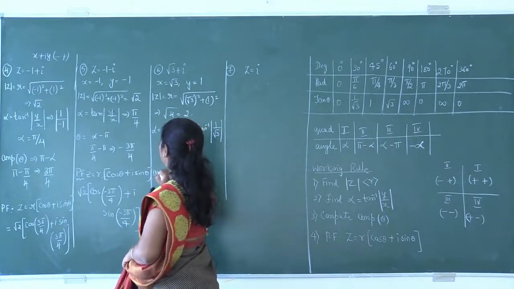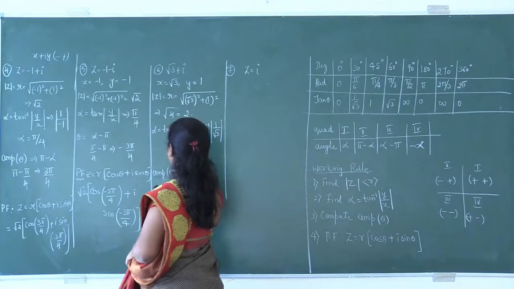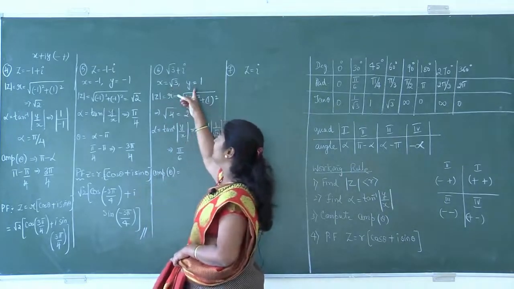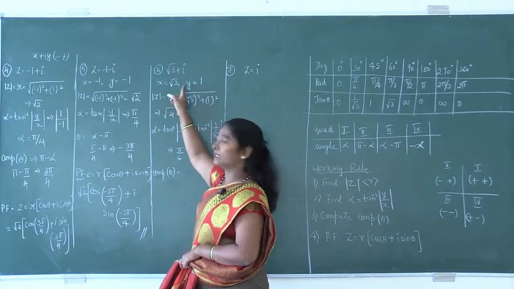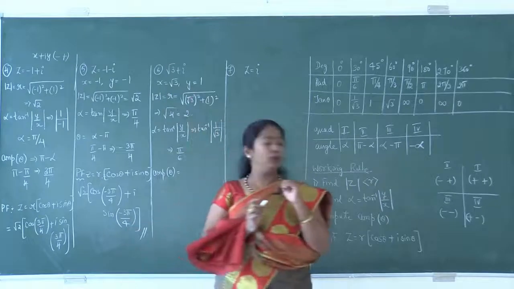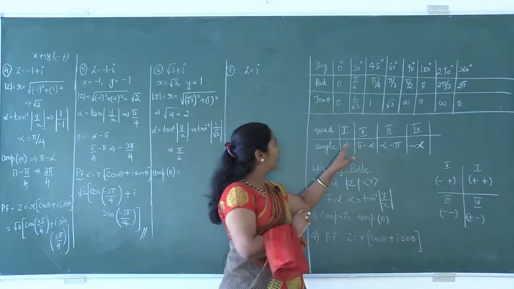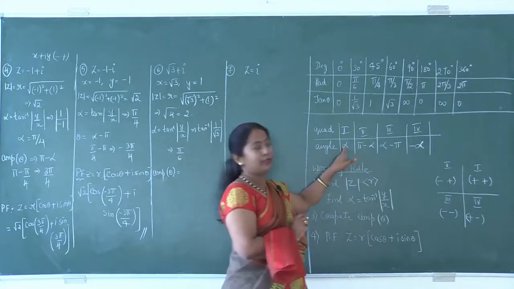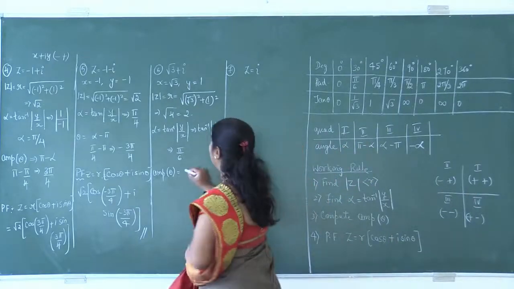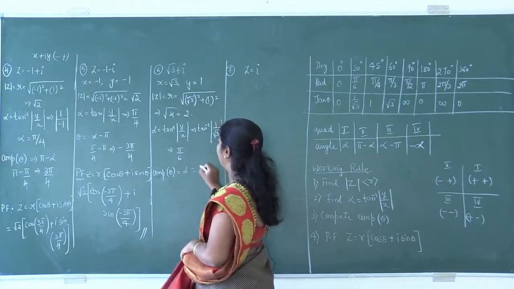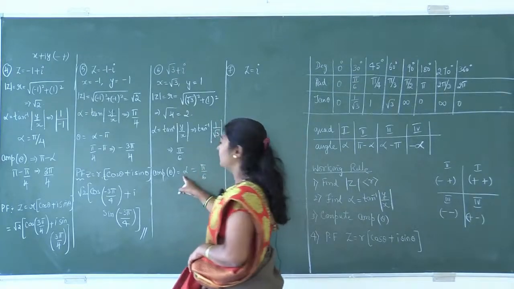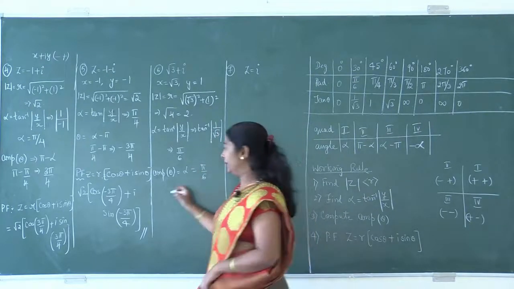Next, amplitude theta. X is positive, y is also positive. Root 3 is positive, 1 is positive. If both are positive, in which quadrant does it lie? First quadrant. In the first quadrant, what is the value of amplitude theta here? That is nothing but alpha. So what is the value of alpha we arrived at? Pi by 6. Therefore, theta value will be pi by 6.